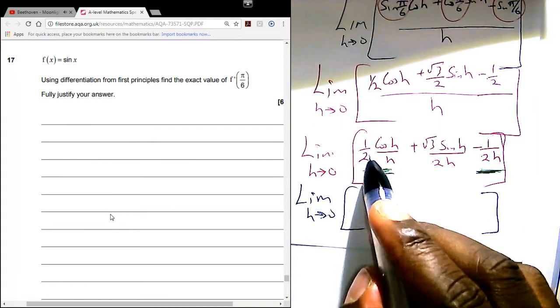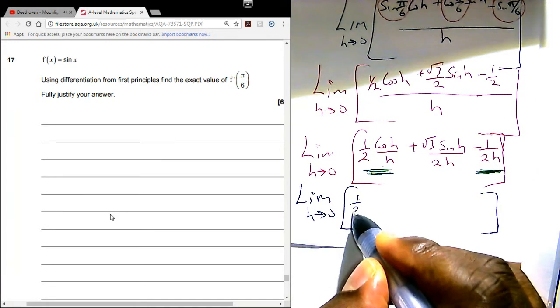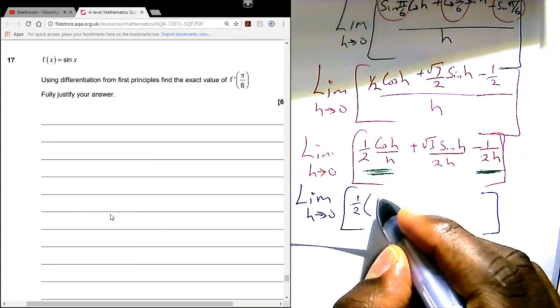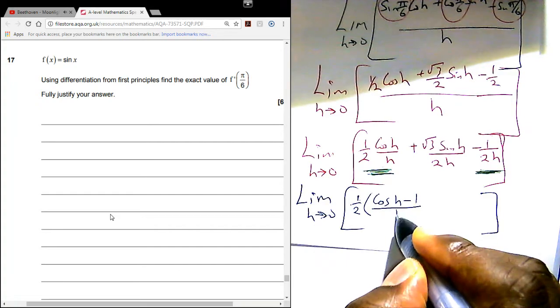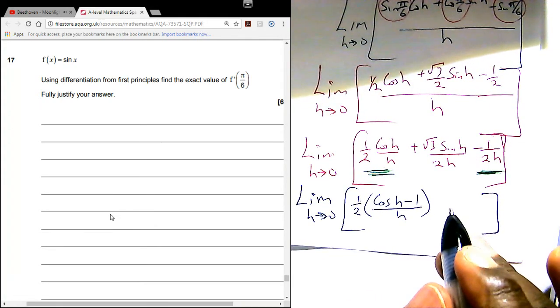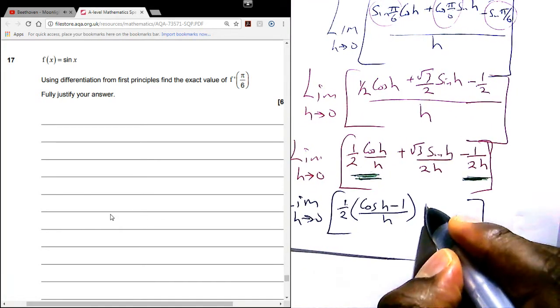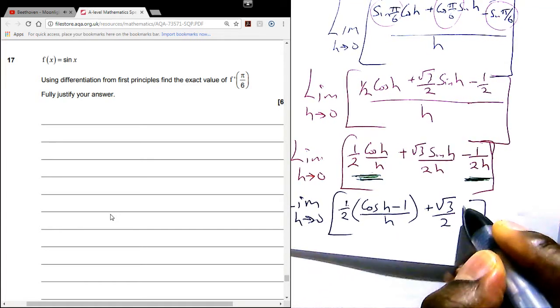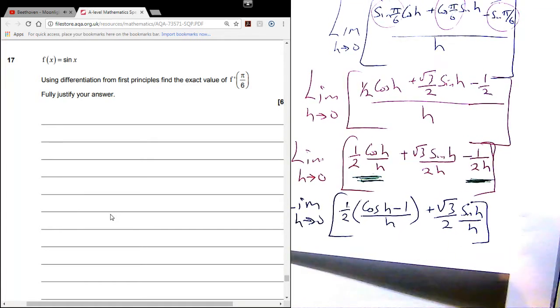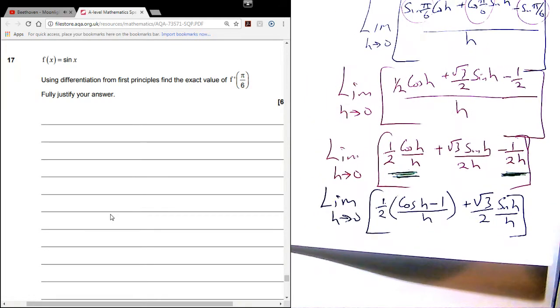So half can be outside the bracket. We can have cos h minus 1 over h, and then you have plus root 3 over 2 sine h over h. Now this is the point where everything becomes so easy.